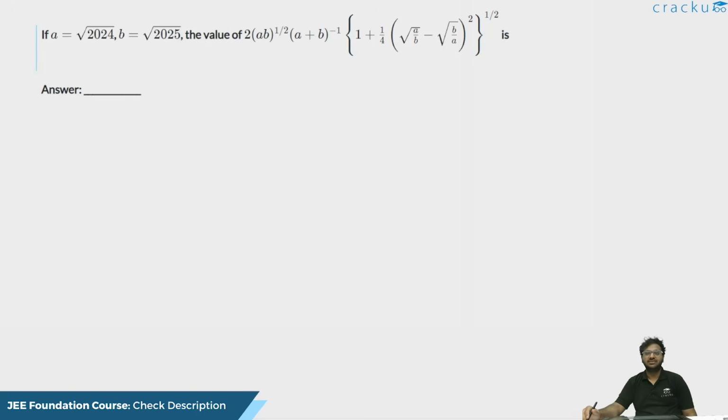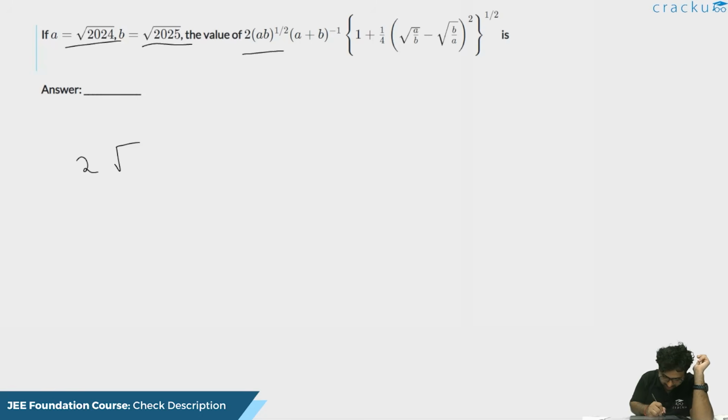Hi everyone, let us look at this question. So the question says that if A equal to under root 2024 and B is equal to under root 2025, then the value of this equation will be. So instead of putting 2024 and 2025, let us first try to simplify this equation. So what is this? 2 times under root AB upon A plus B into this bracket. So let us solve this question.